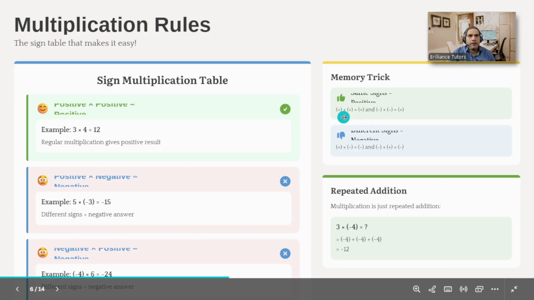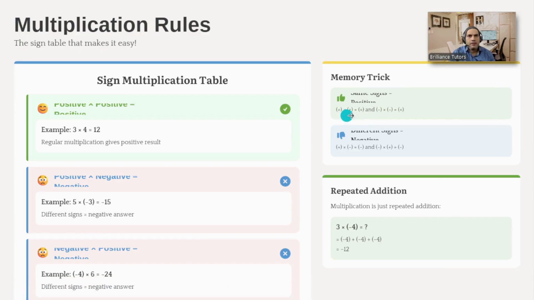Memory trick: when the same sign is multiplied, it's a plus. When the opposite sign is multiplied, it's a minus. So plus into plus, the result will be plus, and the same thing here. If plus and minus, opposite sign, so it's a minus. Here is also opposite sign, minus into plus, so it's a minus.